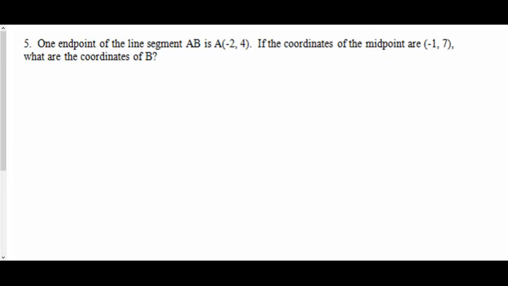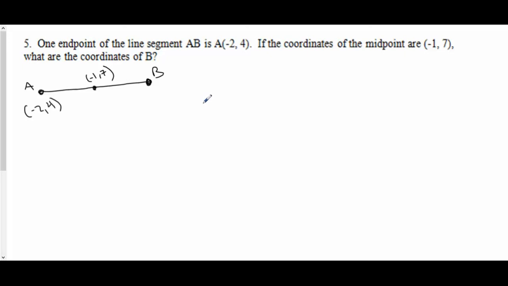We've got one endpoint of the line segment AB, so -2 and 4. Then we have the midpoint, which is -1, 7, and we're trying to find the other coordinate B. So let's kind of just make a rough sketch here. So we have A, which is going to be -2 and 4. We've got a line segment. We don't know B, but we have this midpoint, which we know the coordinates of, -1 and 7. So we are trying to find B.